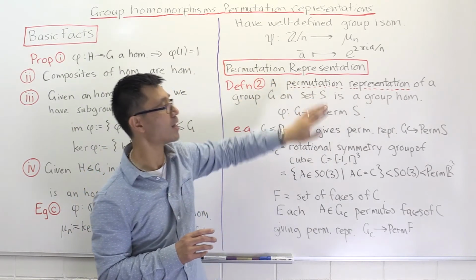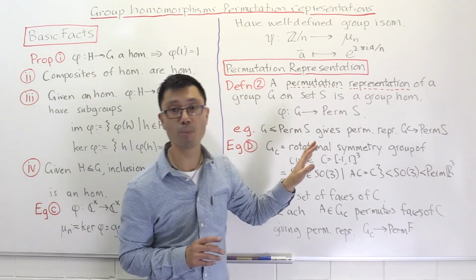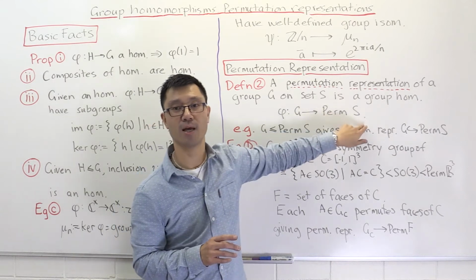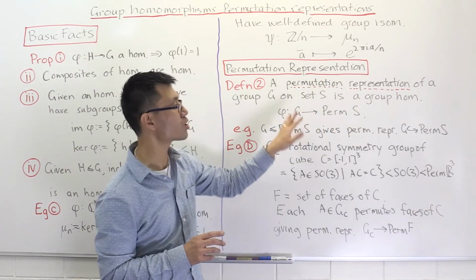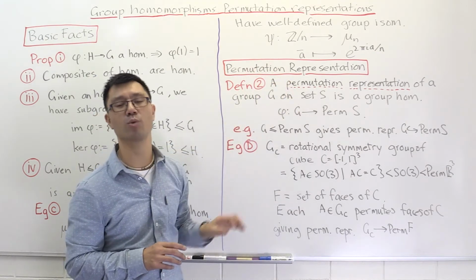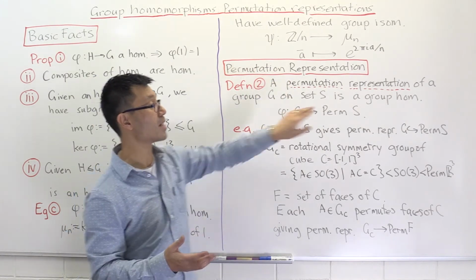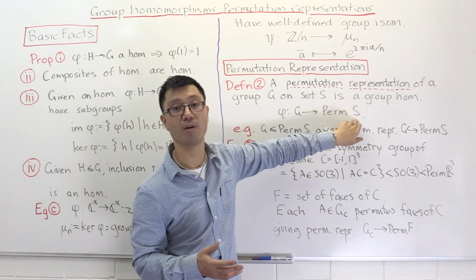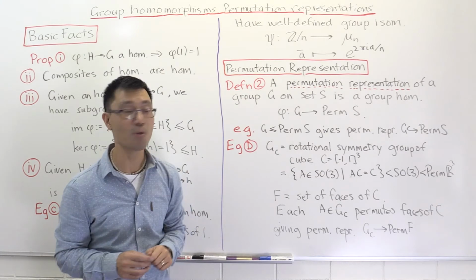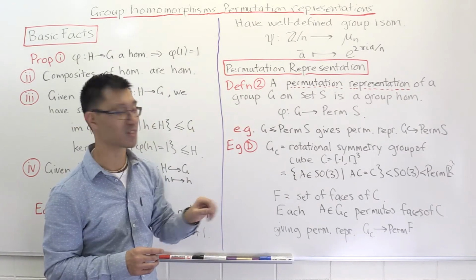And what is that? It's a third piece of data. It's a group homomorphism from G to this group here, the permutations on S. So that's what it is. And I claim that this is just a generalization of the setup that we saw before, where we're looking at subgroups of the permutation group of S. So how is that the case? And that gives us our first example too, of a permutation representation.